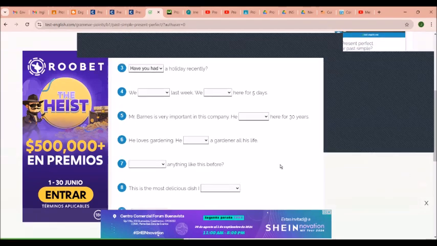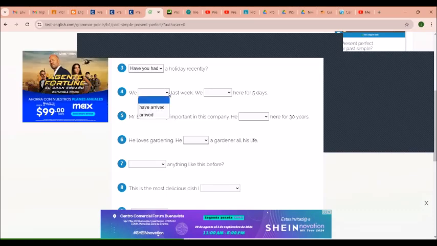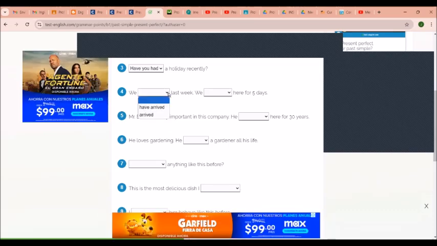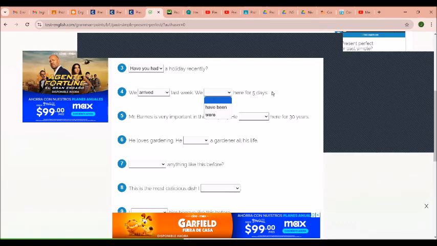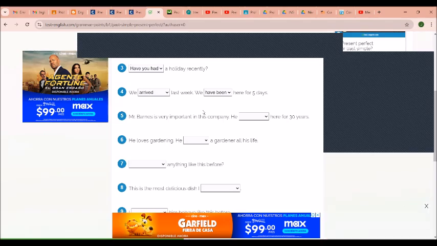All right, let's go to Joali Montserrat Garcia Romero. Here we have last week, past simple, and we have 4 or 5 days, present perfect. How do we complete the sentence? We arrived last week and we have been here for 5 days. Perfect. Right? One is the completed part, and the other part is telling you how things are going.